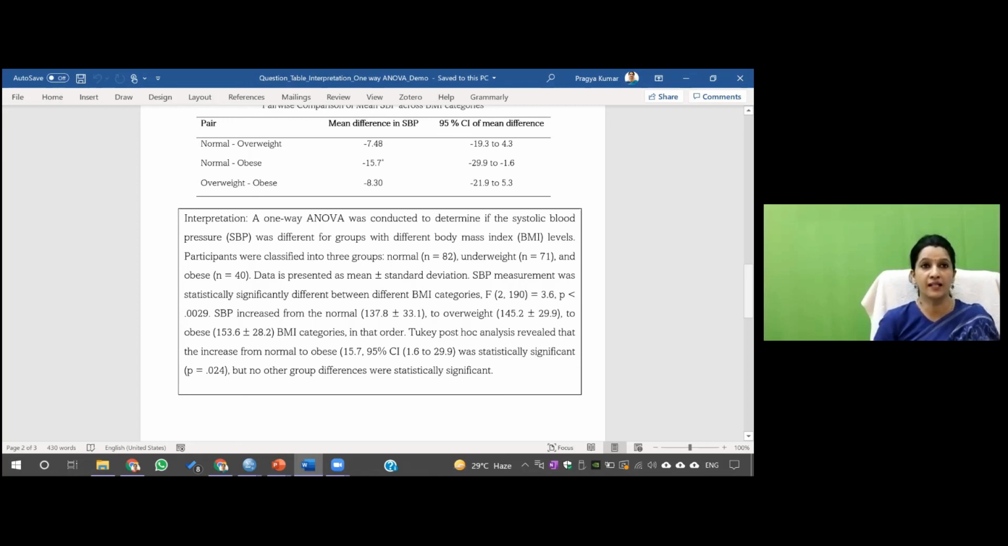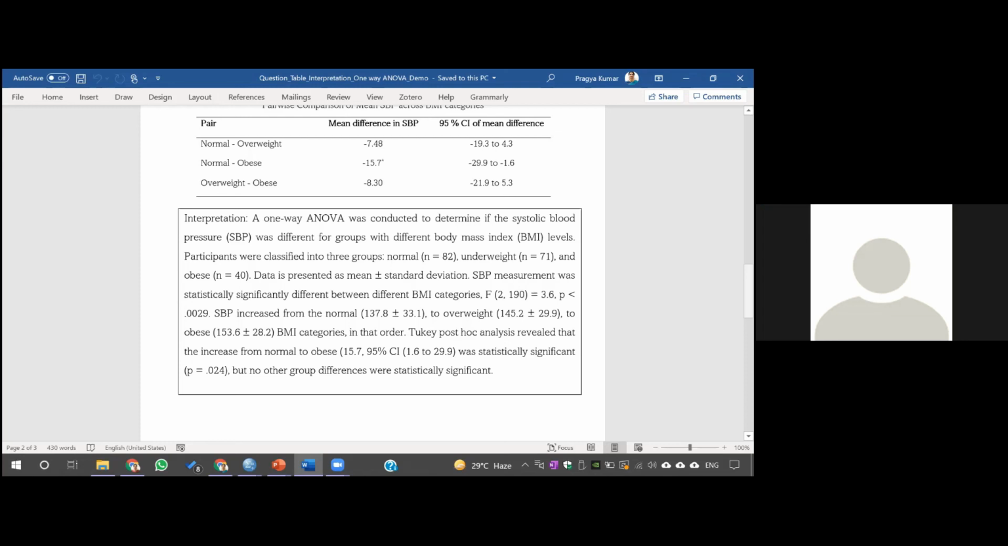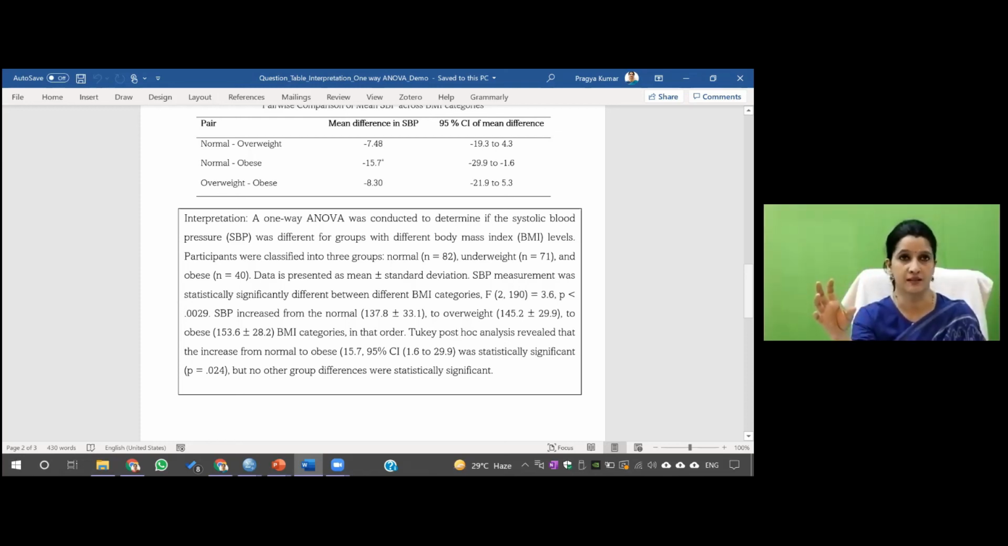So before I write that a one way ANOVA was conducted, I should have written that a normality test across the various categories of BMI was run. The visual inspection of the QQ plot showed that it is normally distributed, and the box plot showed that there were two outliers in the overweight category of systolic blood pressure. Remember, we saw two outliers, which were kept in the analysis. That should be mentioned here. It is an error from our end, and we will rectify this.